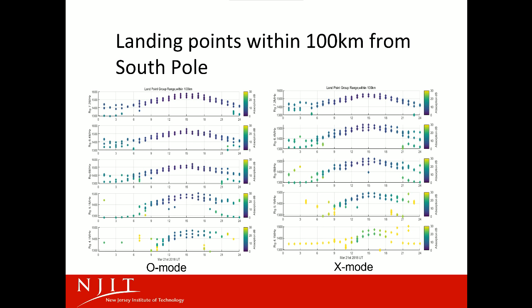Now we select a receiving zone of 100 km radius centered at the South Pole and plot the group range over the whole day. The left panel is for O mode, the right panel is for X mode. We can see that the X mode has higher absorption than the O mode, especially for 4.1 MHz.